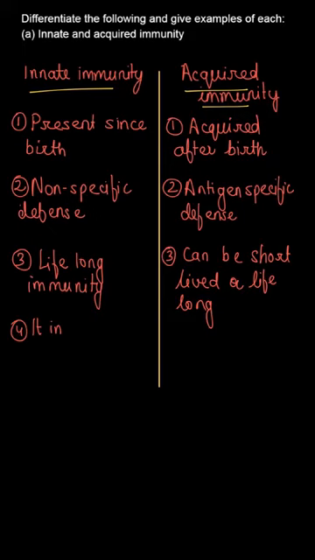For example, if you have chickenpox once, you cannot have chickenpox again, right? That is called lifelong immunity. Whereas you can have the common cold numerous times. This is called short-lived immunity.